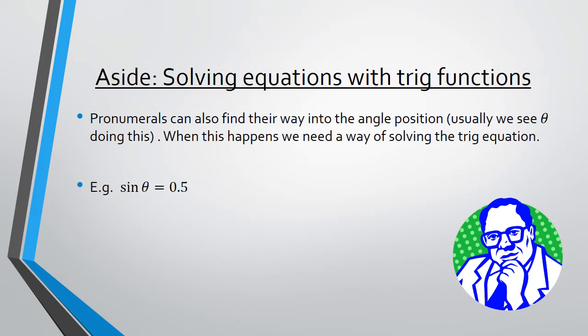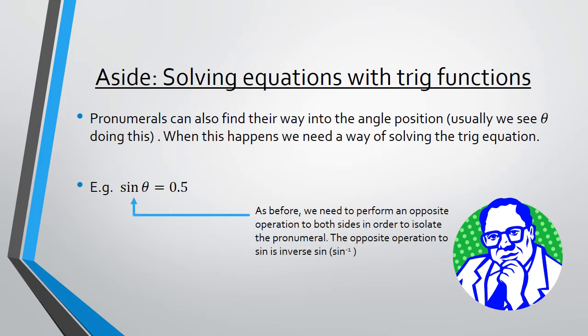So if we look at a simple equation, sine theta equals 0.5. Now, as before, we need to isolate the pronumeral in order to figure out its value. So in order to do that, we need to find an opposite operation, and we need to perform that opposite operation to both sides. Now, the opposite operation for sine is inverse sine, or sine to the -1. So if we take inverse sine of both sides of this equation, we have something that looks like this. Inverse sine of sine theta equals inverse sine of 0.5.